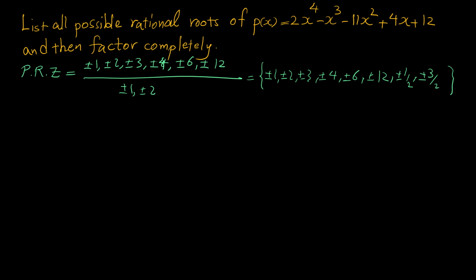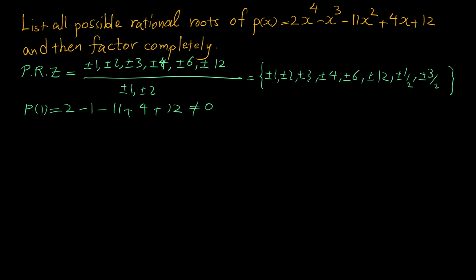But which one is actual? Again, we use the factor theorem to figure out which one is an actual root. So we plug in 1. P of 1 would be 2 times 1 to the 4 is 2, minus 1 to the 3 is 1, minus 11 plus 4 plus 12. Is it 0? No, it's not 0. If you calculate, you would see that this is not equal to 0. And because it's not 0, we know that x minus 1 is not a factor for this polynomial.